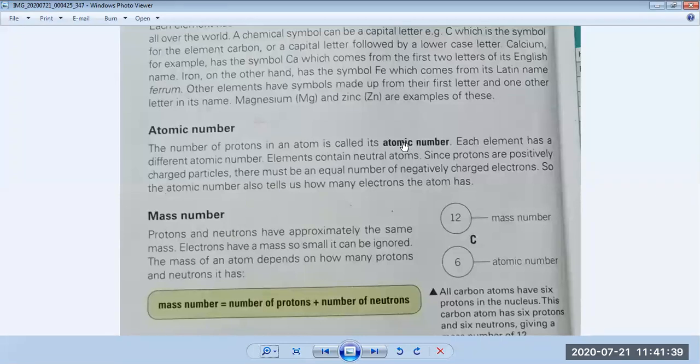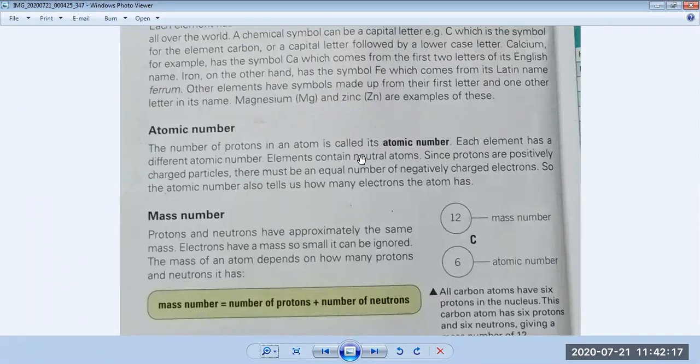What is an atomic number? The number of protons in an atom, which are present in the center of the nucleus. The number of protons in an atom is called its atomic number. So each element has a different atomic number. Yes, this is true, all elements have different atomic numbers. Definitely different atoms have different structures, so they have different numbers of protons in their centers.